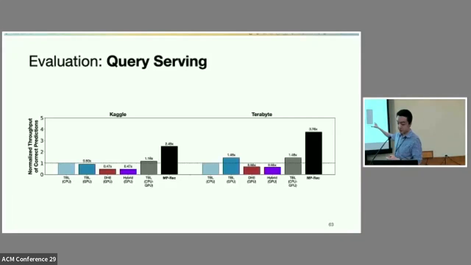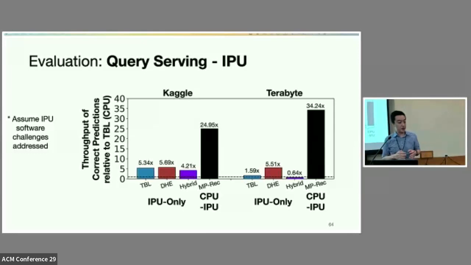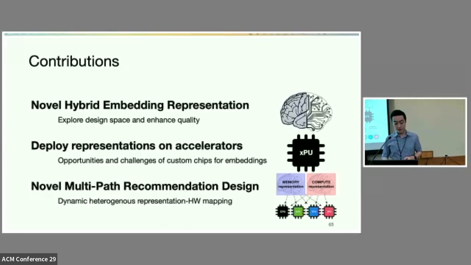So for Terabyte, we see similar trends. Actually, MP-Rec's impact is even more pronounced, given how Terabyte is a harder model to run. And when we integrate IPUs into query serving, assuming their software challenges are addressed, we see even higher throughput of correct predictions.